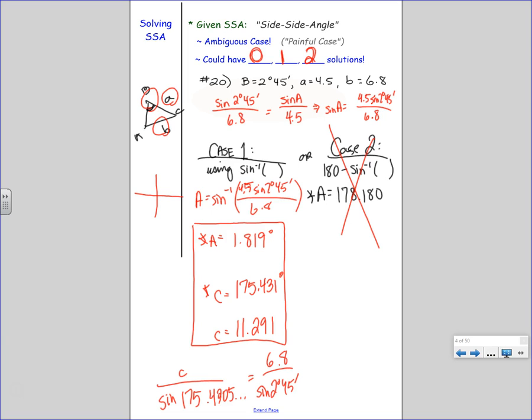What if the sine was negative? Would it go to quadrant 2? Is sine negative in quadrant 2? No, sine is positive. Where is sine negative? Quadrant 3, but it would have to skip all the way to quadrant 3. Quadrant 4, good.